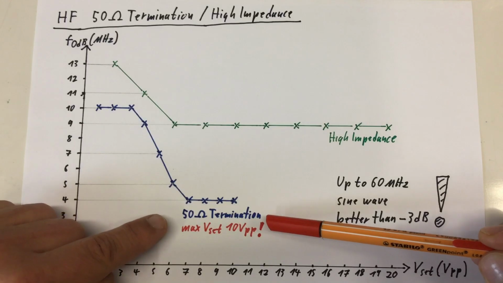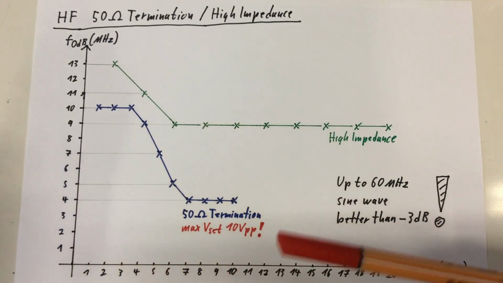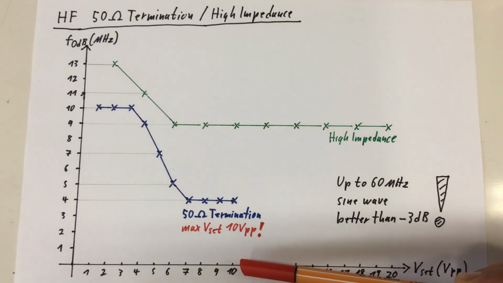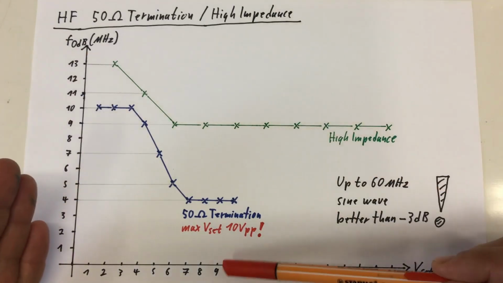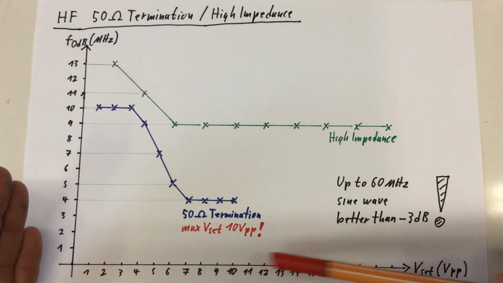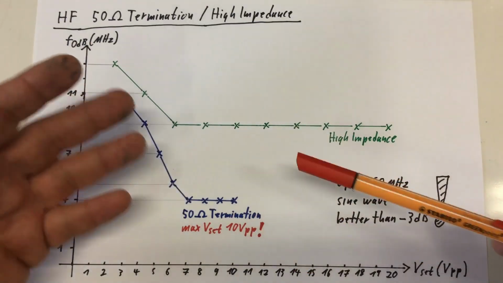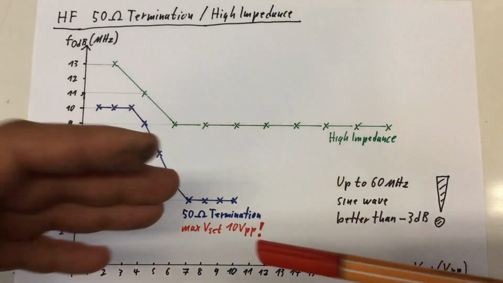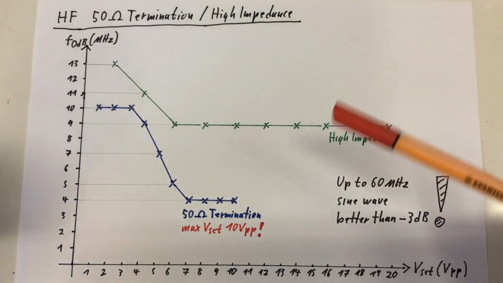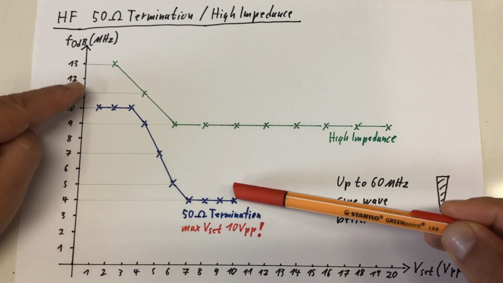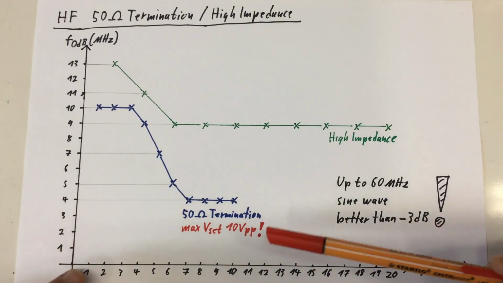And if you use 50 ohm termination, the end of the line is naturally here at 10 volts peak to peak, because it can only drive 50 milliamps. And if you go beyond 10 volts set voltage peak to peak, you would need more than 50 milliamps, and the unit cannot provide that. So for 50 ohm termination, we only look at the range between 1 and 10 volts set.